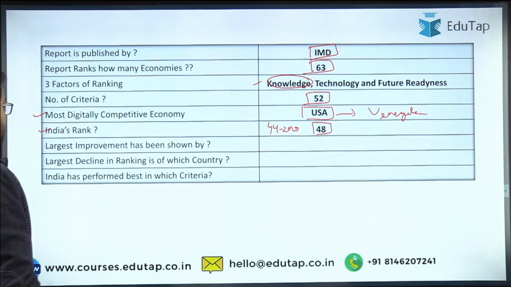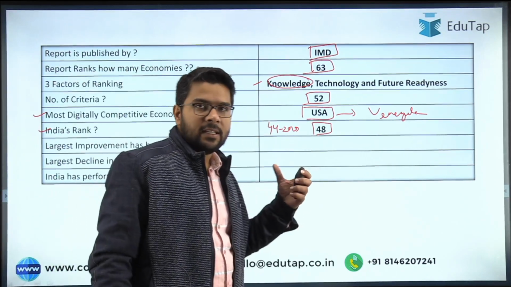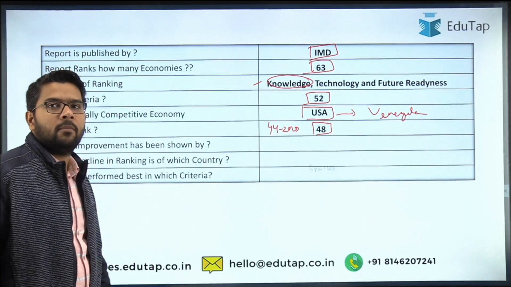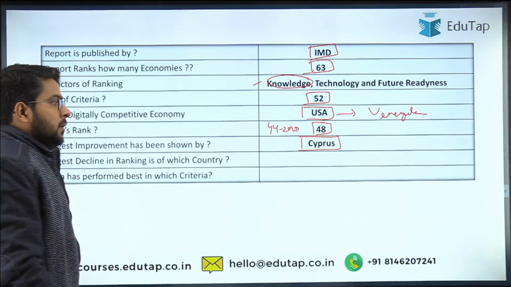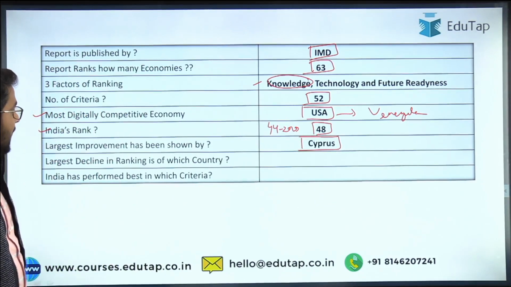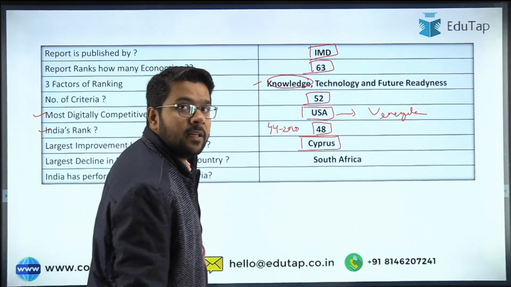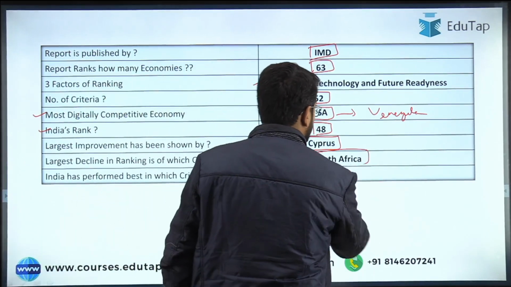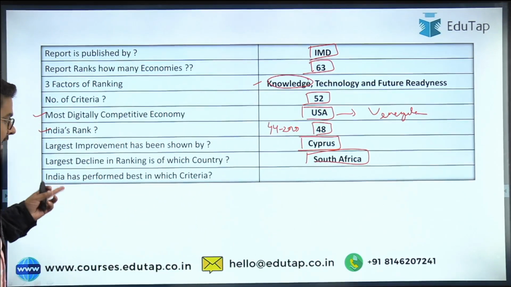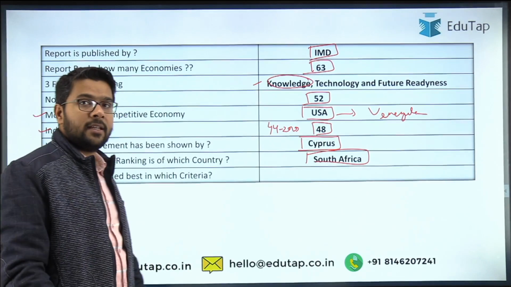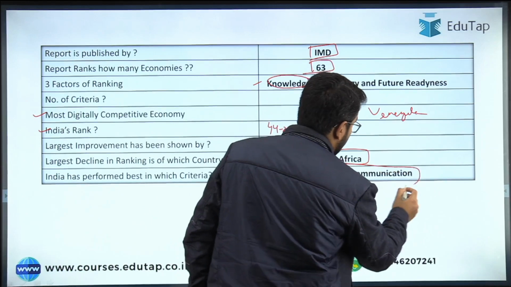Now the next question is, the largest improvement has been shown by which of the following countries? In the rare case that they go to this much depth, they can ask that. Cyprus. Next question is, the largest decline in the ranking is of which country? We already covered this. The answer is South Africa. Now the last question is, India has performed best in which of the following criteria? The answer is investment in telecommunication.